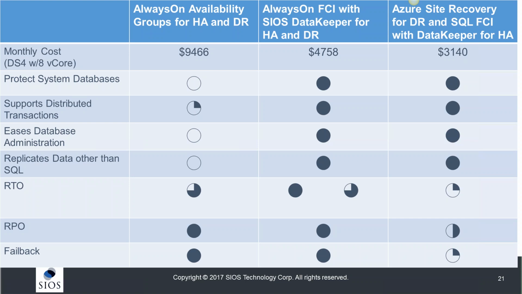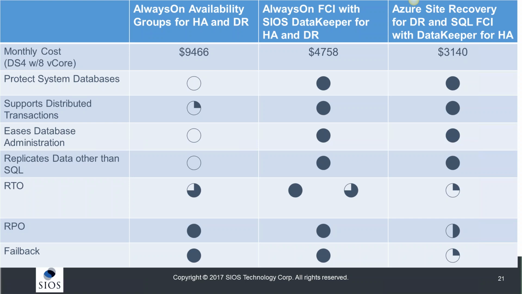If you look at some of the other features listed here, protect the system databases. If you want to recover your agent jobs, your logins, your passwords, you're not going to be able to do that automatically with the always-on availability groups. It only replicates the user-defined databases. The other 2 options protect the entire instance. Distributed transactions, that's a very limited support. In SQL 2016, they added some very limited support for that. So that's still a big hindrance when you're looking at always-on availability groups. You can't typically support distributed transactions. The other options, you absolutely can support distributed transactions.